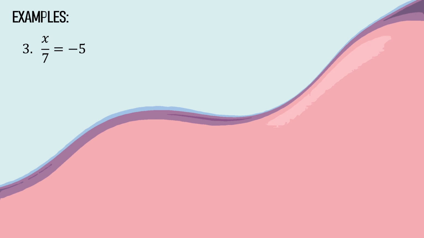Third example, x over 7 equals negative 5. So, kapag may nakita kayong ganitong equation or may nakita kayong fraction na ang variable ay it's either nasa numerator or nasa denominator, palagi po natin gagamitin ang MPE or multiplication property of equality. So, bakit MPE? Ito ay para maalis natin yung fraction at maging whole number.